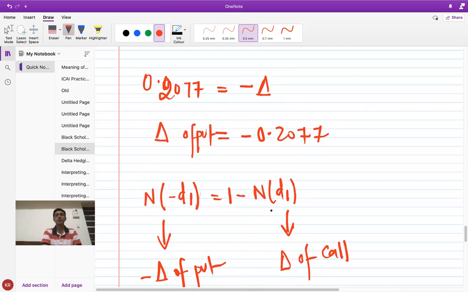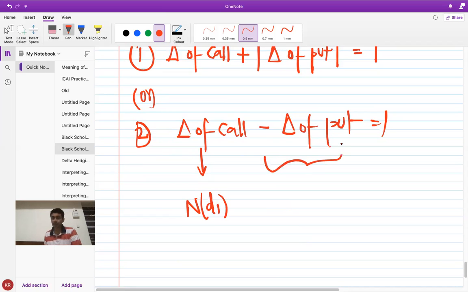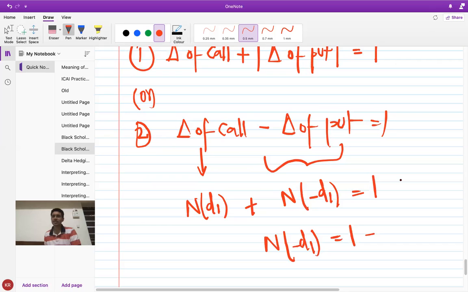So this equation, N minus D1 equal to 1 minus ND1, has come from the second equation where delta of call is actually ND1. This is ND1. This, including the minus signage, is actually N minus D1, equal to 1. So we are calculating N minus D1 as 1 minus ND1, as this goes on to the RHS side. That is how we are calculating.